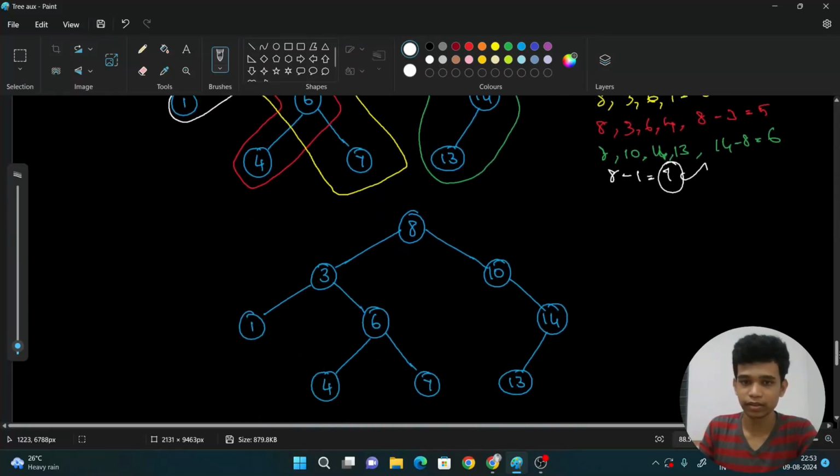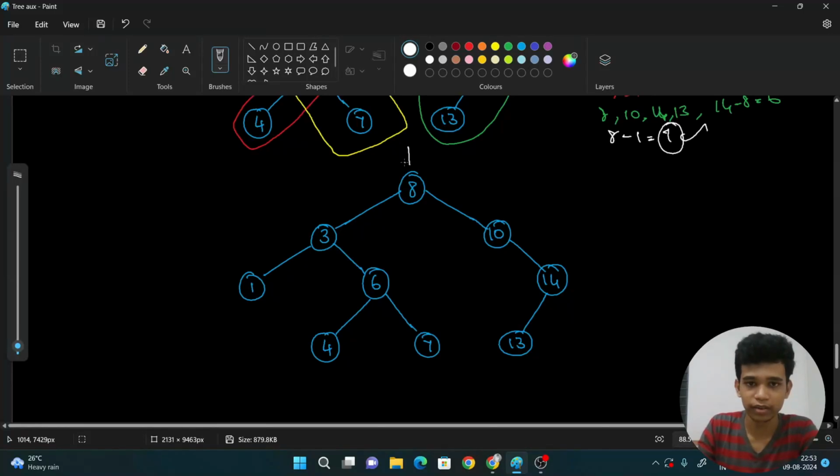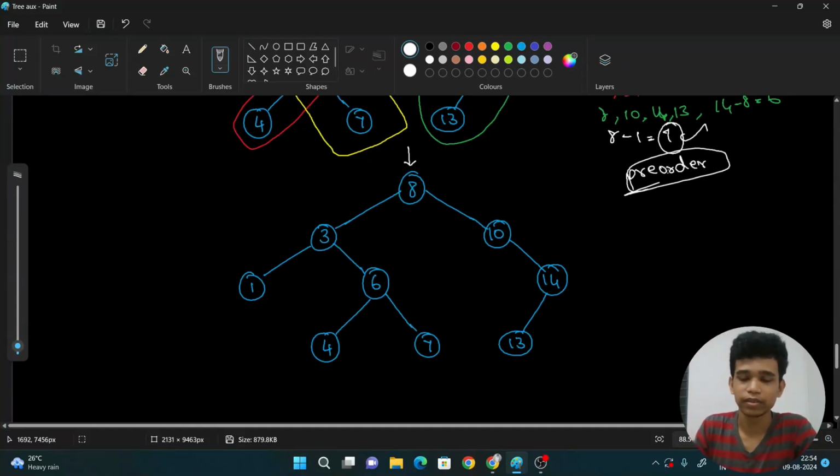So let us see this example in our question approach. If you understand this, just try the code. Else you can see this. By seeing this, you can get a clear idea of how it works. Now we are just using a pre-order traversal, a DFS traversal. Now I am at this 8.